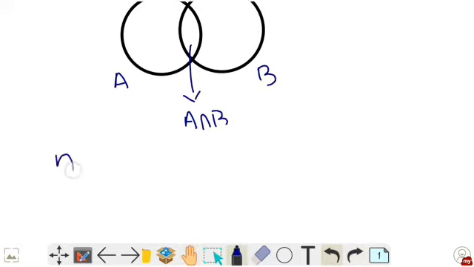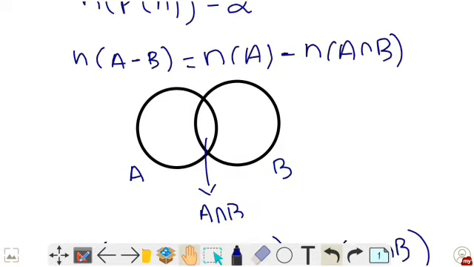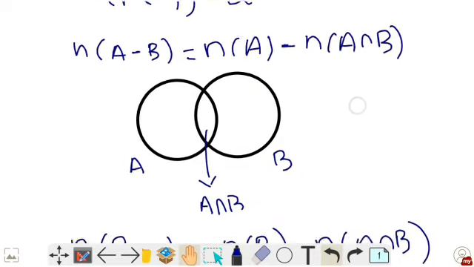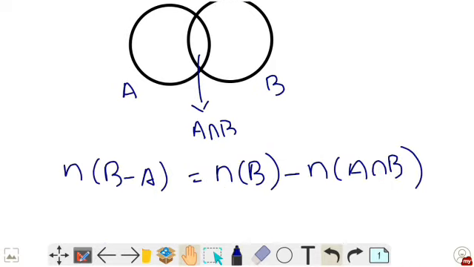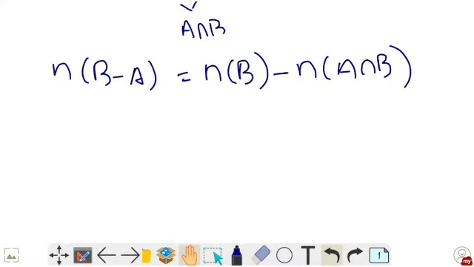Similarly, n of B minus A is n of B minus the common region n of A intersection B. So n of A minus B is n of A minus n of A intersection B, and n of B minus A is equal to n of B minus n of A intersection B. Now let us take n of A intersection B equal to k.